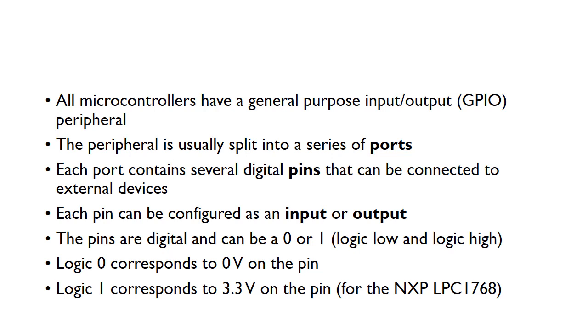All microcontrollers have a general purpose input-output peripheral. The GPIO peripheral is usually split into what we call a series of ports. Each port contains several digital pins that can be connected to external devices. These external devices are normally things like LEDs and buttons and switches and so on. Each pin can be configured to be either an input or an output, hence the name general purpose.